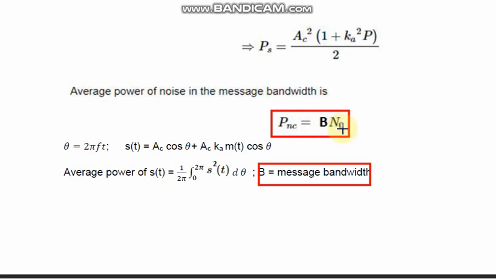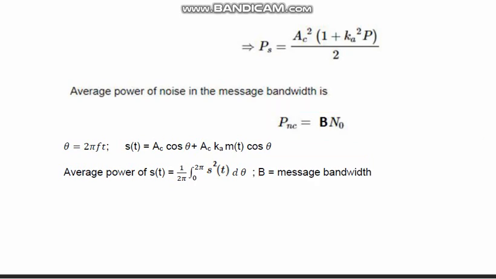So if N0 is the average power per unit bandwidth, then for the total bandwidth B, the total noise power will be B multiplied by N0. Okay, so now we have both the signal power and the noise power.